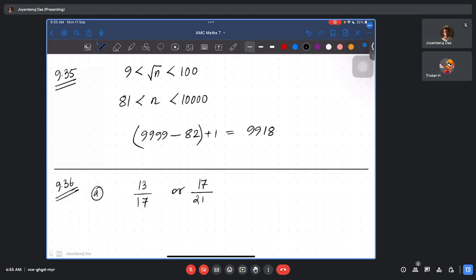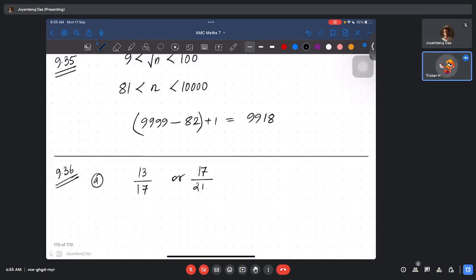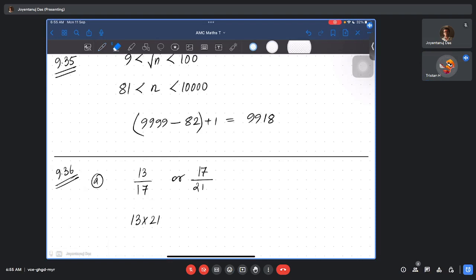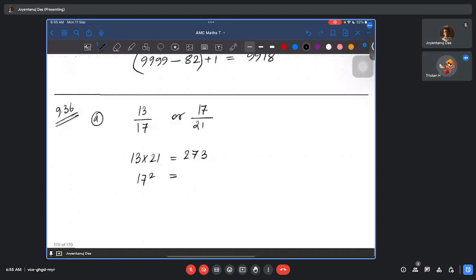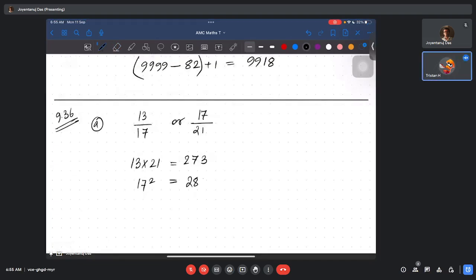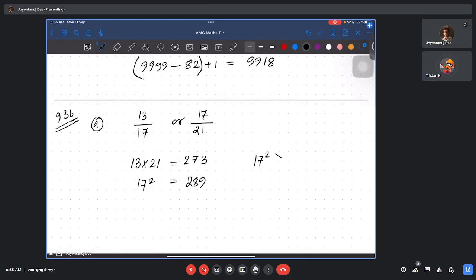How are you getting that? I just did 13 times 21 versus 17 squared. 13 times 21, I got 273, and 17 squared is 289. So you got that 17 squared is bigger than 13 times 21. So 17 by 21.